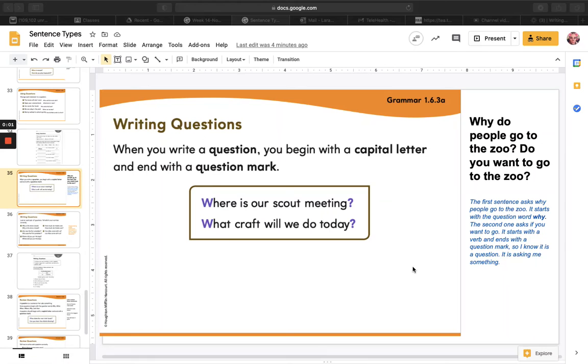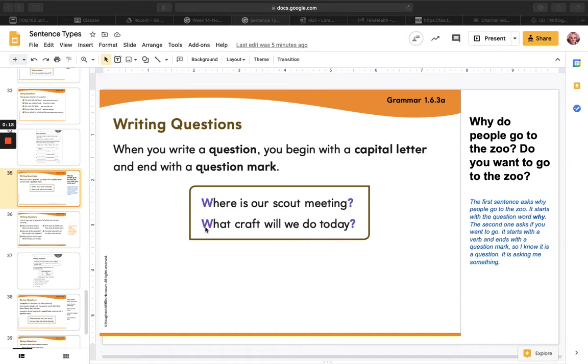Okay, let's continue talking about questions. And today we're going to focus on writing questions. When you write a question, you begin with a capital letter and end with a question mark. So here are our examples. Where is our scout meeting today? What craft will we do today?